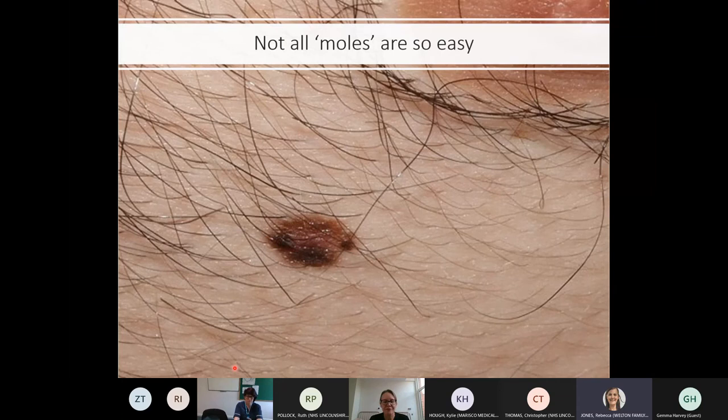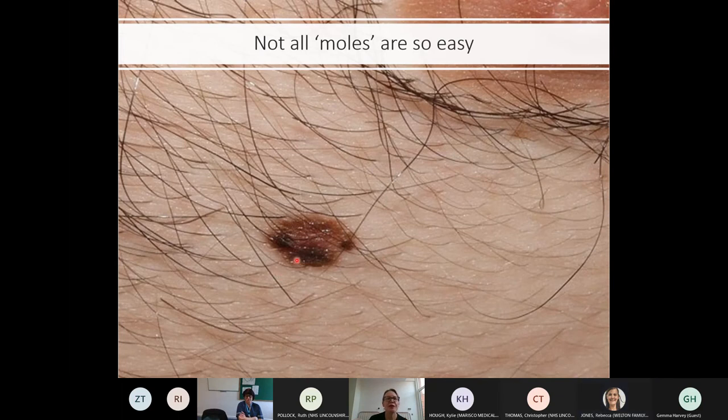It looks asymmetrical and it's got irregular borders and irregular pigmentation. Yeah. So would you be thinking I should refer this one? Yes. Yeah, and I think you're absolutely right.